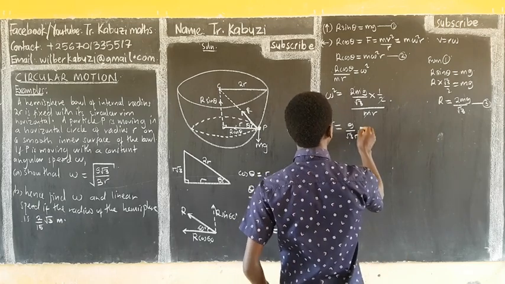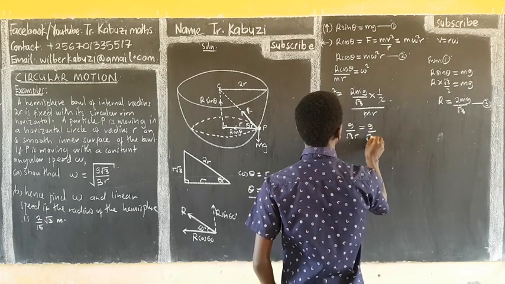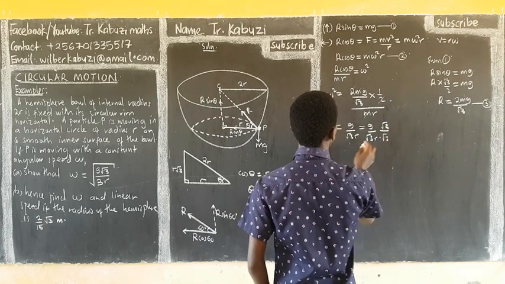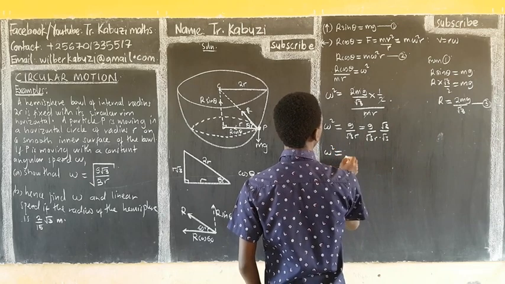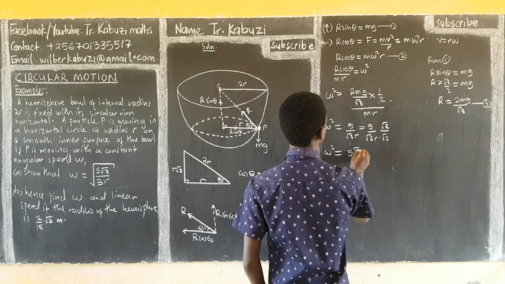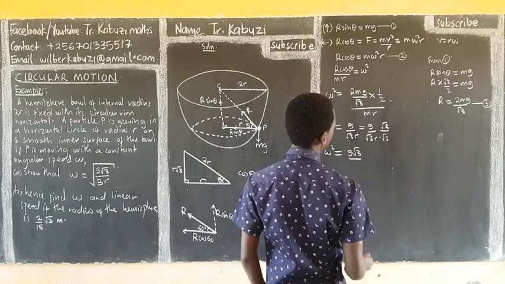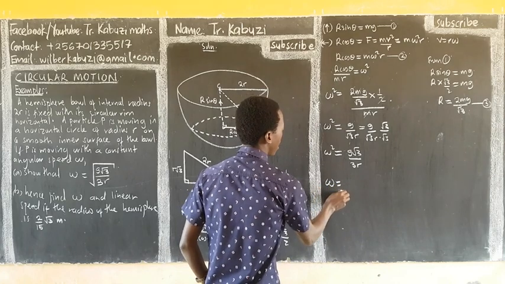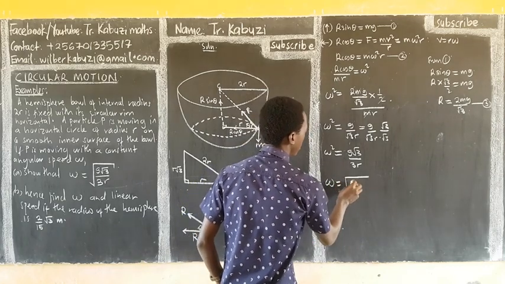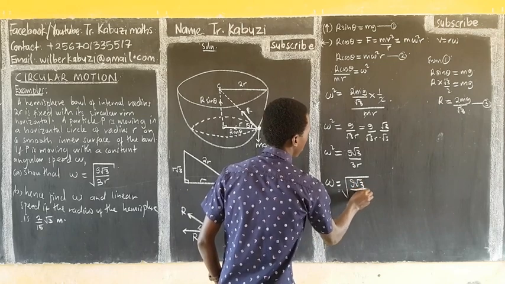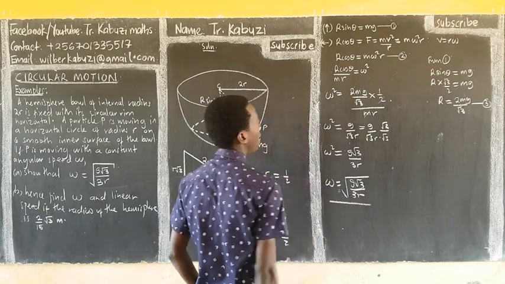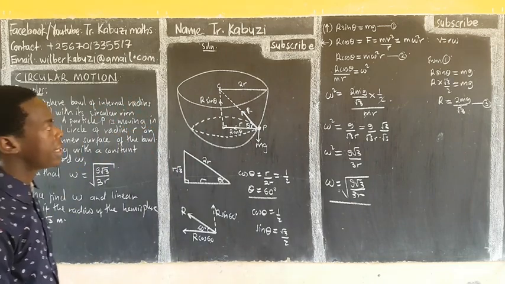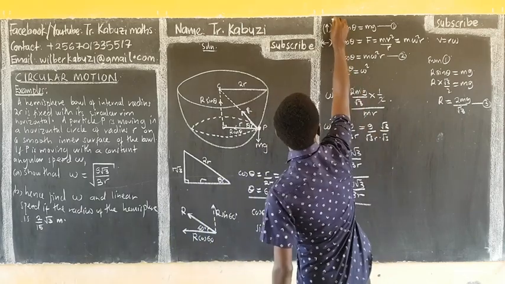Can you rationalize this, which will be the same as g over root 3 r times root 3 over root 3. So our omega squared from there is going to be g root 3 over 3r, since root 3 times root 3 gives us 3. We get the square root. Now our omega will be the square root of g root 3 over 3r, as required. You can see it there. So this was our part A.